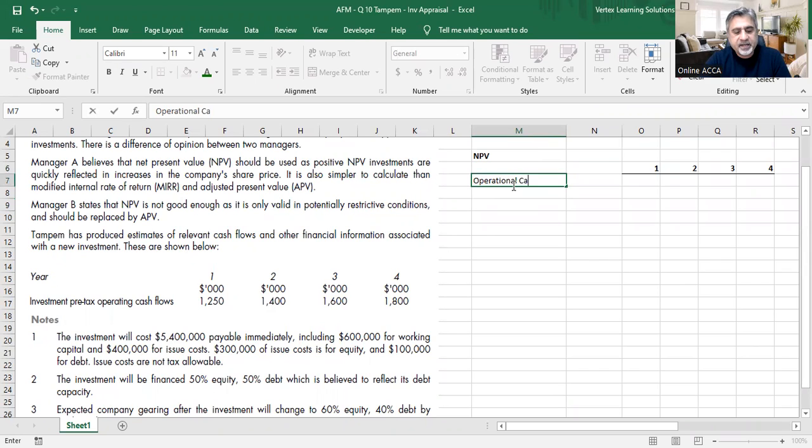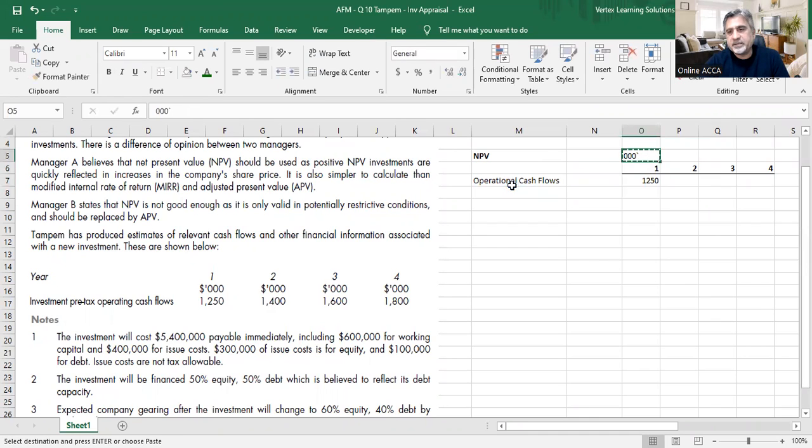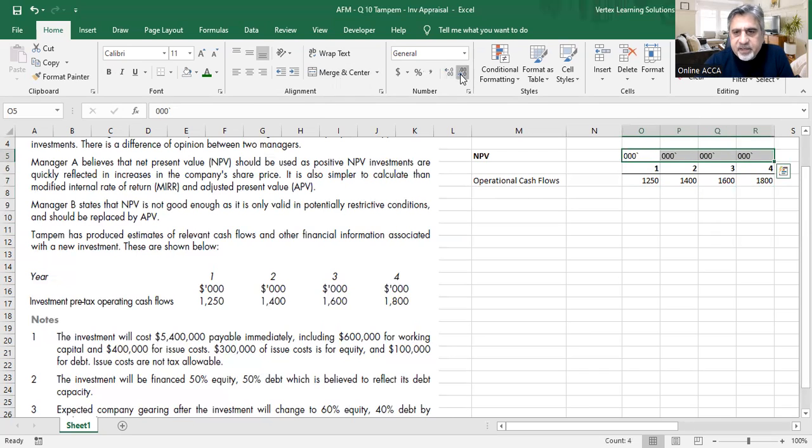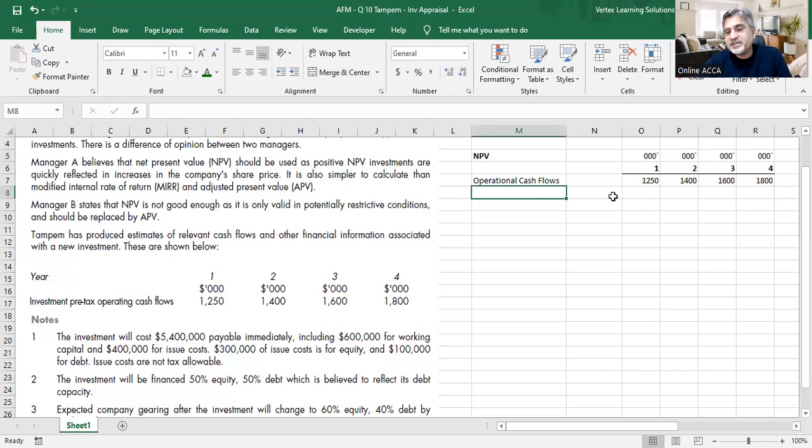So you have operational cash flows, which in year 1 are 1250 in millions. I will write down 3 zeros on the top so that we know these numbers are in millions. So it is 1400, 1600, 1800. This is the same NPV calculation we have done many times. After this, we need to subtract the tax allowable depreciation, TAD, because this is the operational cash flow, and we do not have the depreciation here.